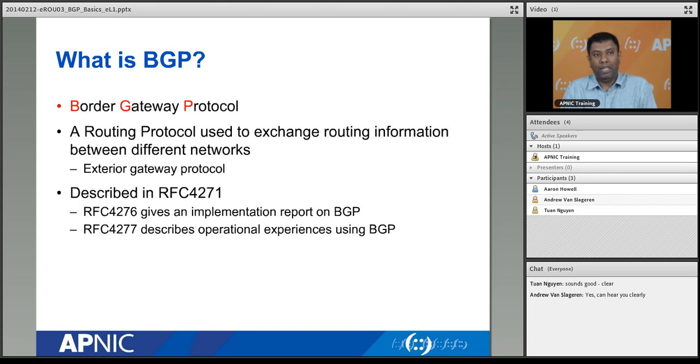So BGP is normally used to do routing between two different ASes. Sometimes we see BGP used within the network as well. That's what we call iBGP, Interior BGP. But still, the purpose of BGP is to carry the external prefixes, either from the customer or from the upstream, within the infrastructure.